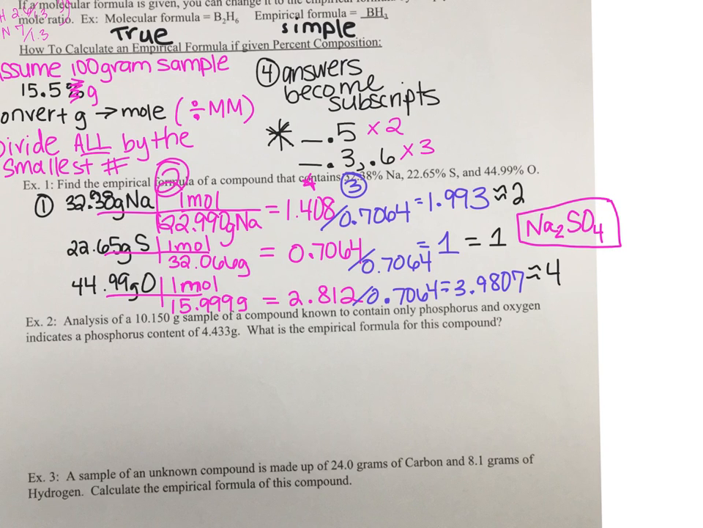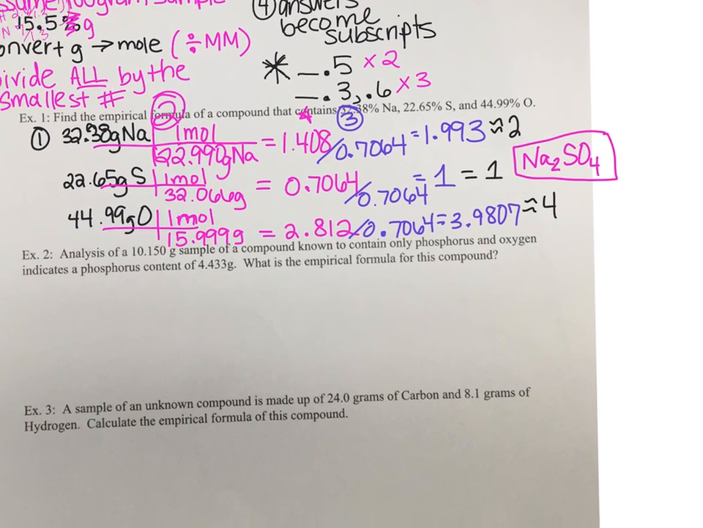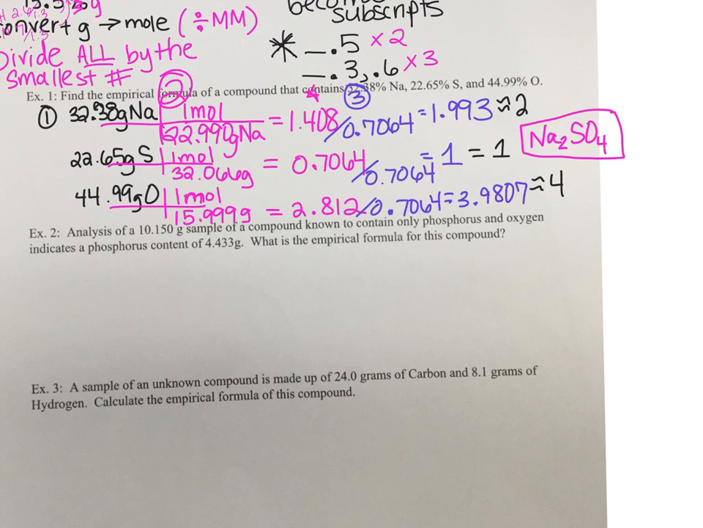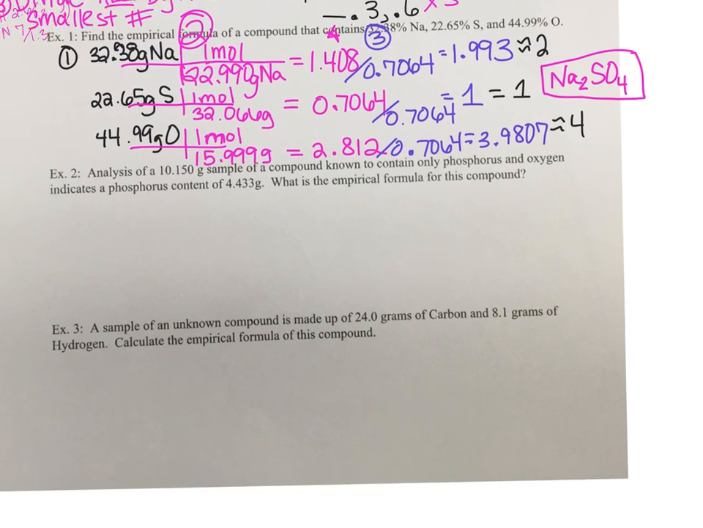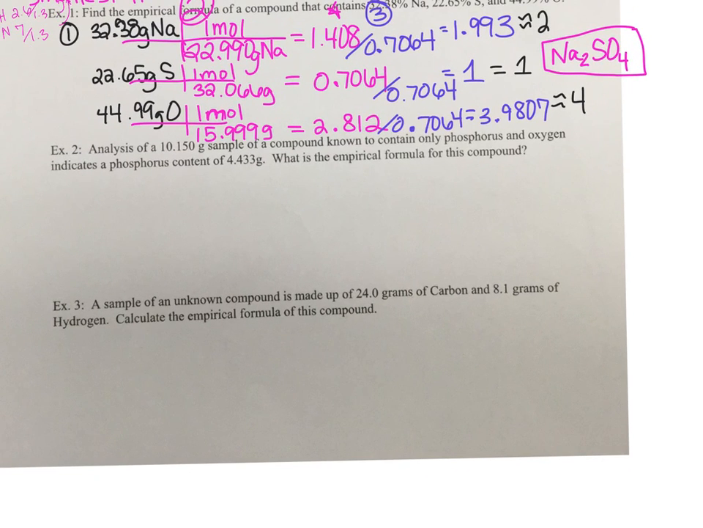So that's it. All right. But I do want to walk you through, we're just about out of time, so write fast. I do want to walk you through how to start example 2 because example 2 has a different start to it. If you look at it, we actually have data. Do you guys see that? So we have a 10.150 gram sample of a compound. It has only phosphorus and oxygen.